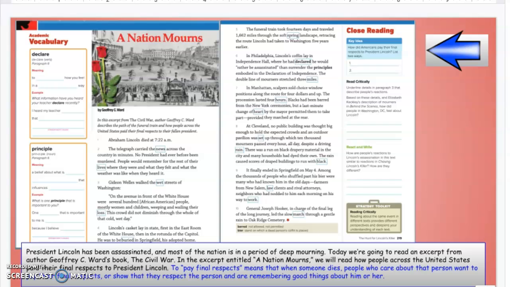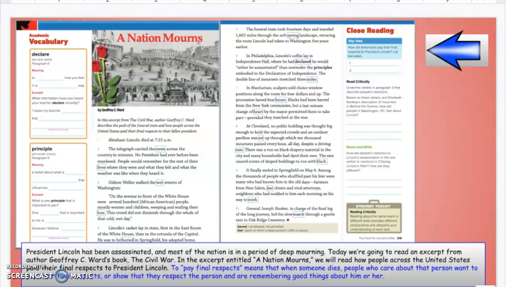Blacks had been barred, which means they were not allowed, and they'd been barred from the New York ceremonies, but a last-minute change of heart by the mayor permitted them to take part, provided they march at the rear. At Cleveland, no public building was thought big enough to hold the expected crowds, and an outdoor pavilion was set up through which 10,000 mourners passed every hour, all day, despite a driving rain.